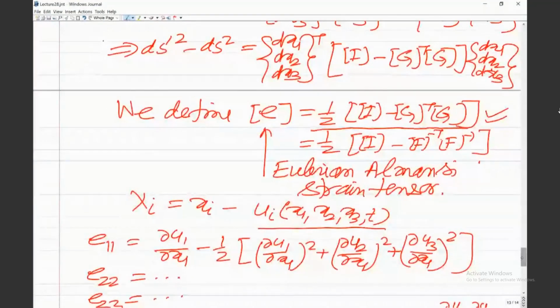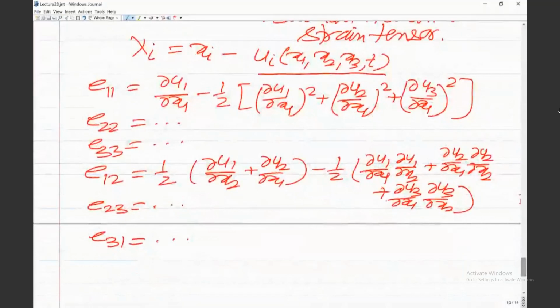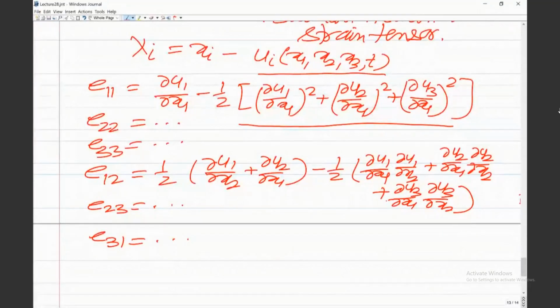Now if the displacement gradients are small, the quadratic terms would be negligible, and there would be hardly any difference between the current and reference coordinates. So for the small displacement gradient case, the Green-Lagrange strain tensor and the Eulerian-Almansi strain tensor would be identical.